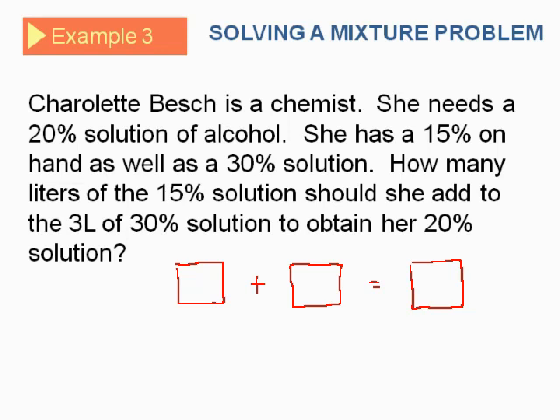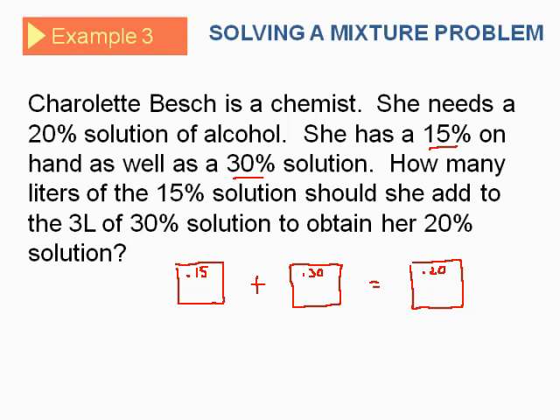All right, now it says over here she has a 15% solution on hand as well as a 30% solution. So we're going to put 15% in this first beaker, and I'm going to make that into a decimal and call it 0.15. And 30% I'm going to put in this second beaker here. So if we add 15% solution and 30%, we mix something weaker with something stronger, we will get something in between, which we will call a 20% solution.